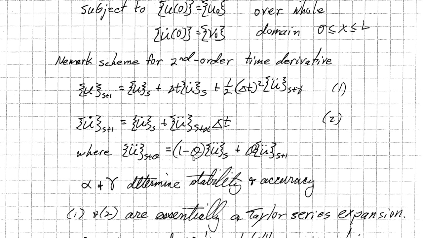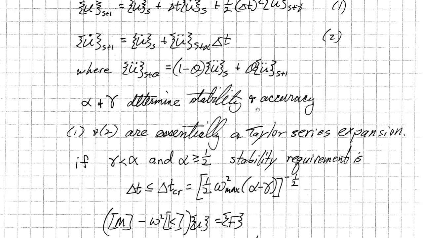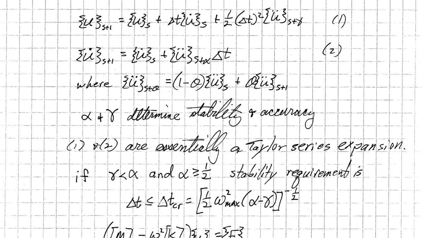So basically you choose some theta as a weight and you average it at the current time step and the future time step. One important thing is that alpha and gamma determine your stability and accuracy. Another way to think about these two equations is that they're essentially a series solution. Here's your linear order in delta t, and here's your second order in t squared and 1 over 2. So you could expand this out to even higher order if you knew higher order derivatives.